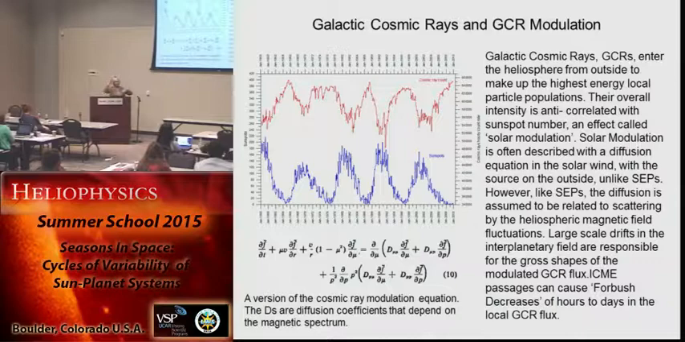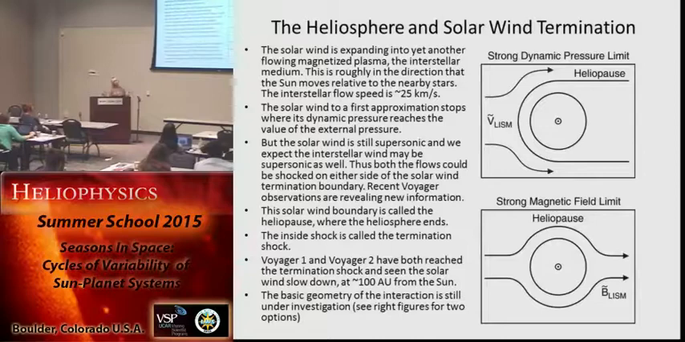So magnetic fluctuations are used very often in a diffusion equation to describe the modulation of galactic cosmic rays and what's observed in galactic cosmic ray intensities. Spectra are very well described by an energetic particle population that's trying to diffuse through fluctuations convecting out at the solar wind speed. The heliosphere is a big topic because of Voyager reaching the heliopause and termination shock recently.